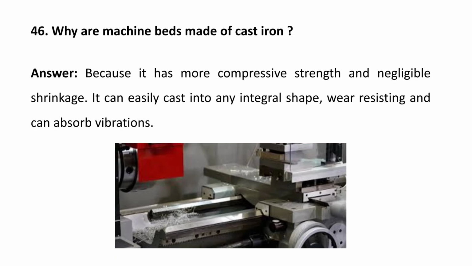Next question. Why are machines made of cast iron? Here you can see the bed of a lathe machine and it is generally made of cast iron. The reason is that it has more compressive strength and negligible shrinkage. It can be easily cast into an integral shape, is wear resisting and can absorb vibration.